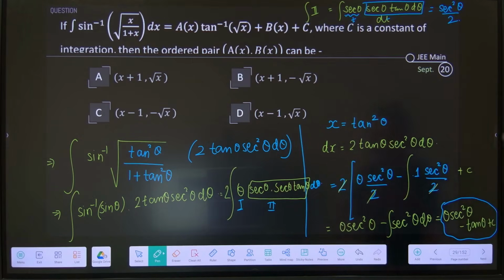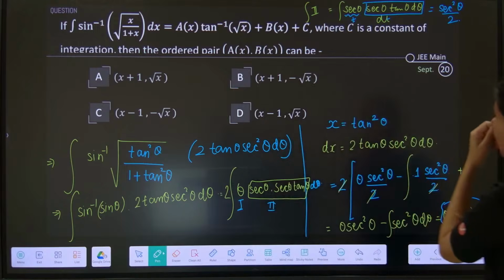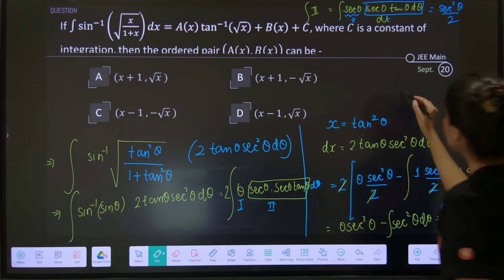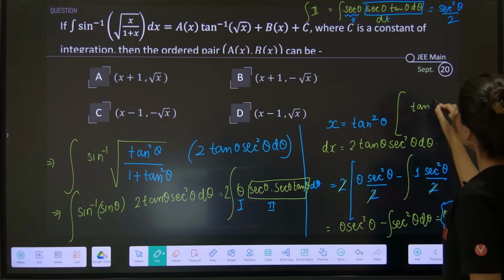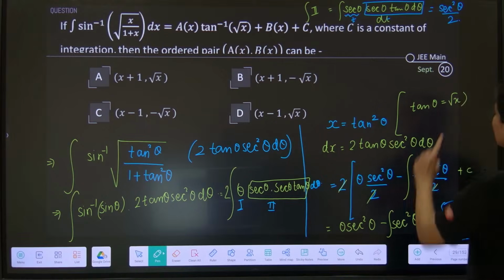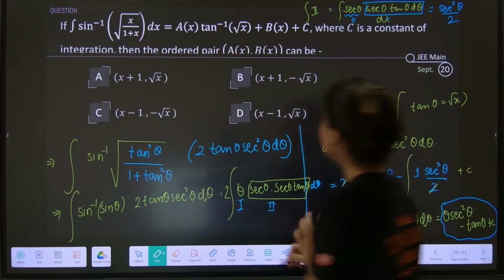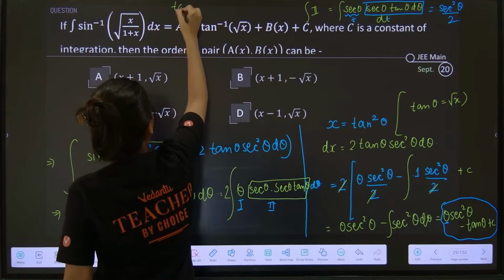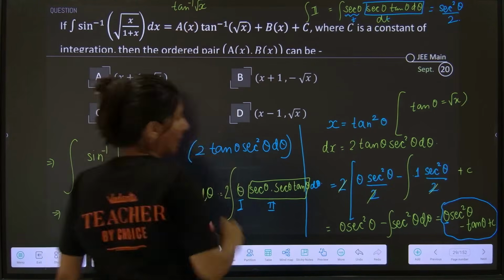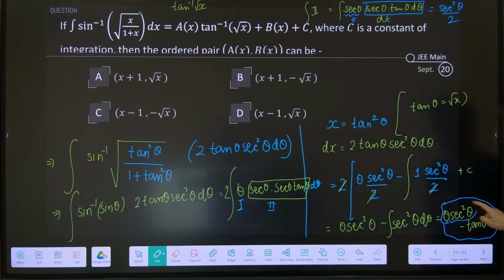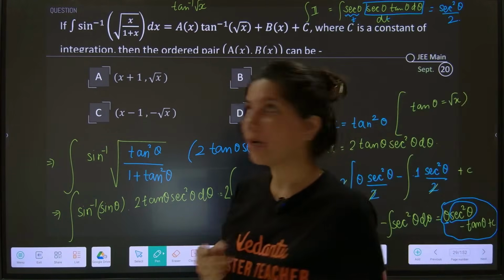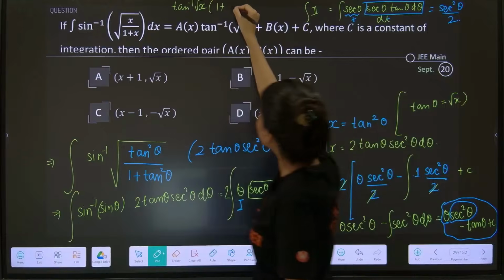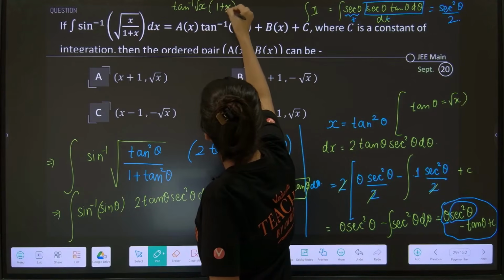Let's change it now. What is theta? From here, I can write tan theta equals root x. So theta is tan inverse root x. Here I am going to write tan inverse root x. What is sec square theta? Sec square theta is nothing but 1 plus tan square theta, so this is 1 plus x.